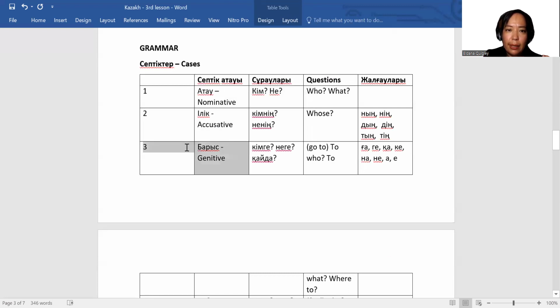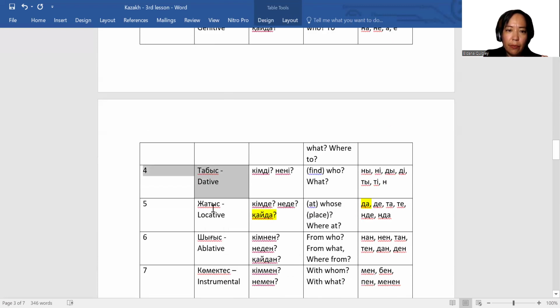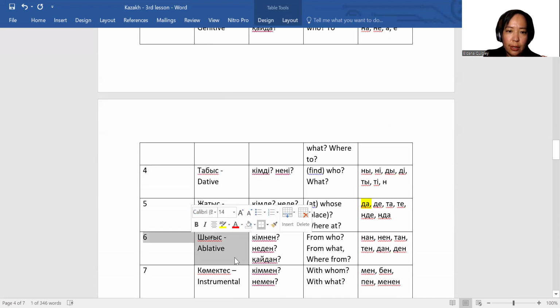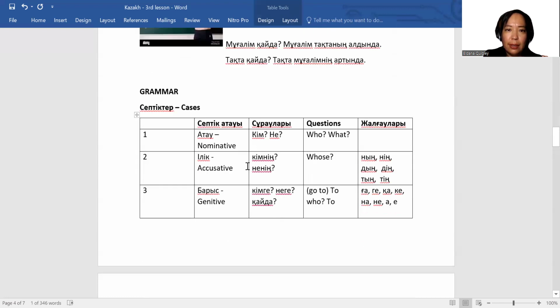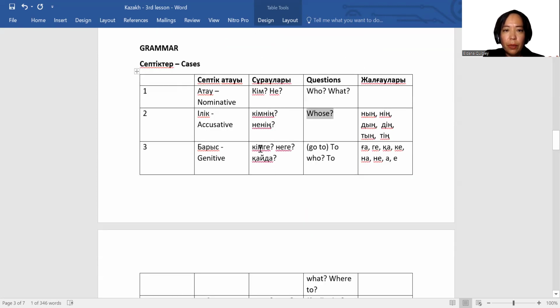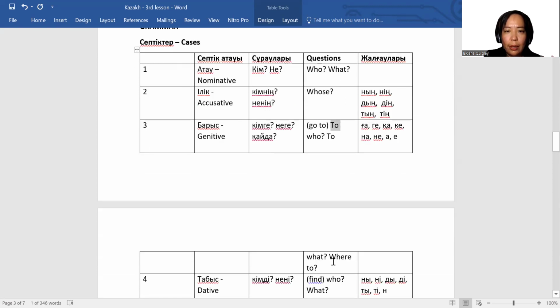Ілік, барыс, табыс, жатыс, шығыс, and көмектес. And all of these cases have the questions, the question form that they depict. Кім, не, who, what. Ілік, кімнің, ненің. Whose, basically, whose book, right? Кімнің кітабы. Кімге, неге, қайда. To who, to what, and where to.